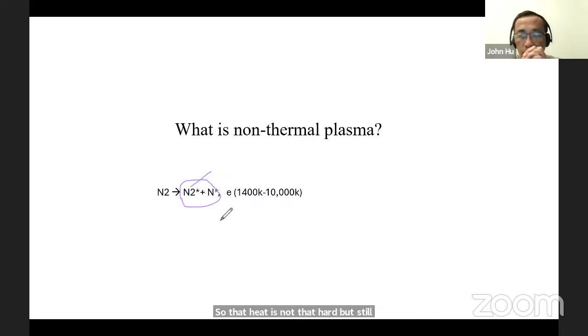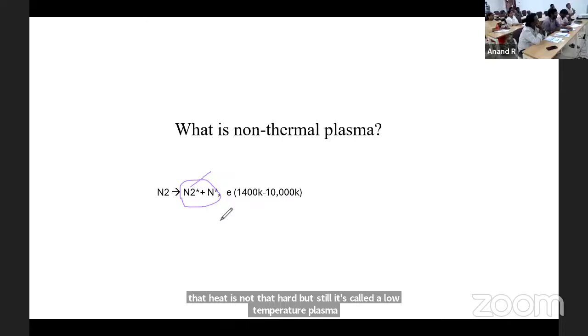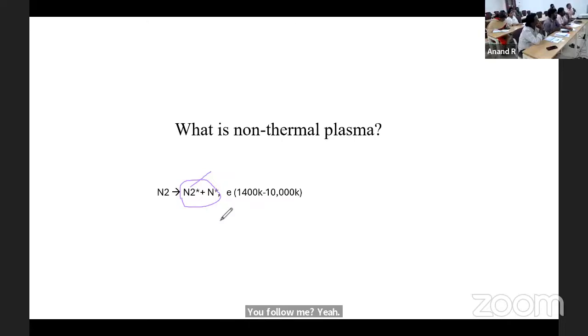So that heat is not that hot, but it's still called a low temperature plasma. You follow me? Yes, sir. Actually, if I send the microwave through a vacuum chamber, then automatically it gives plasma. Yes, it does.